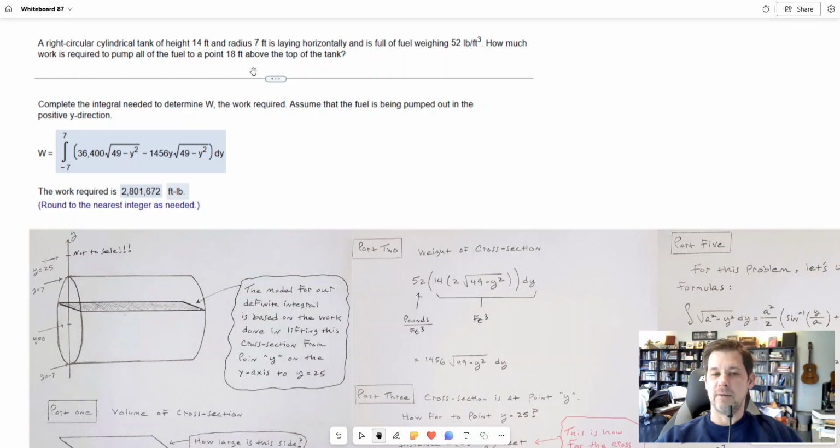What's different about it is the orientation of the tank. The tank might be a cylinder, but rather than standing upright, it's laying on its side horizontally. So that's what makes it different. And let's talk about how to do it.